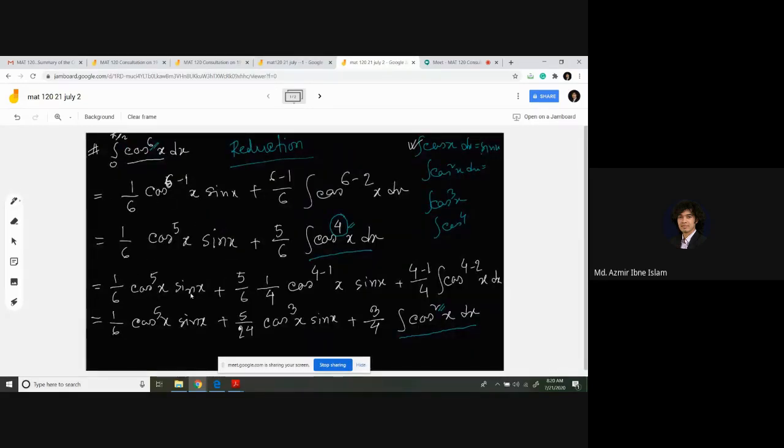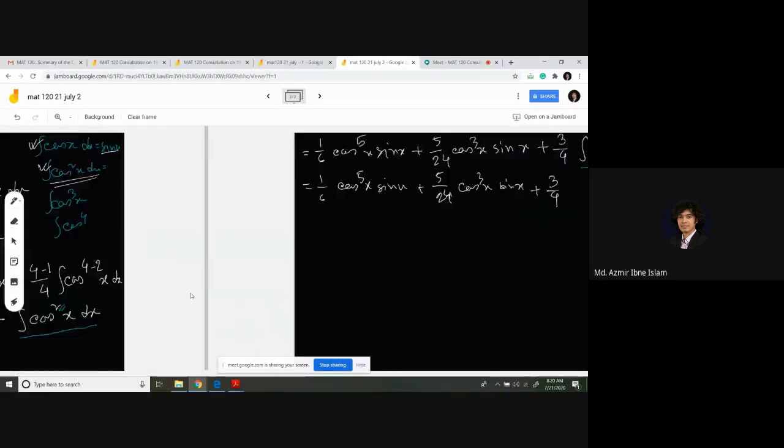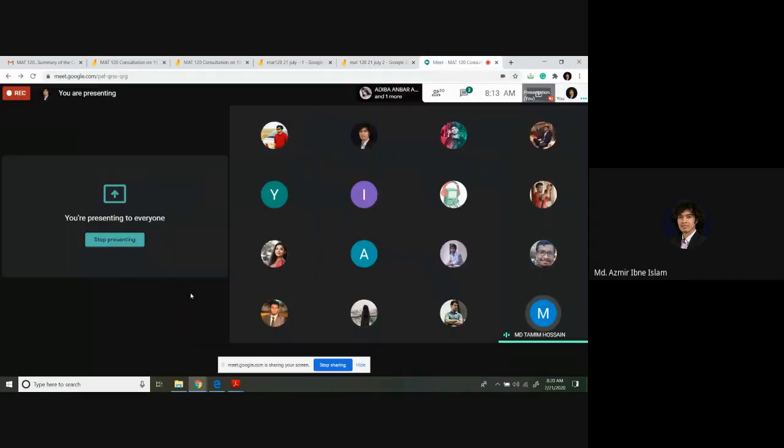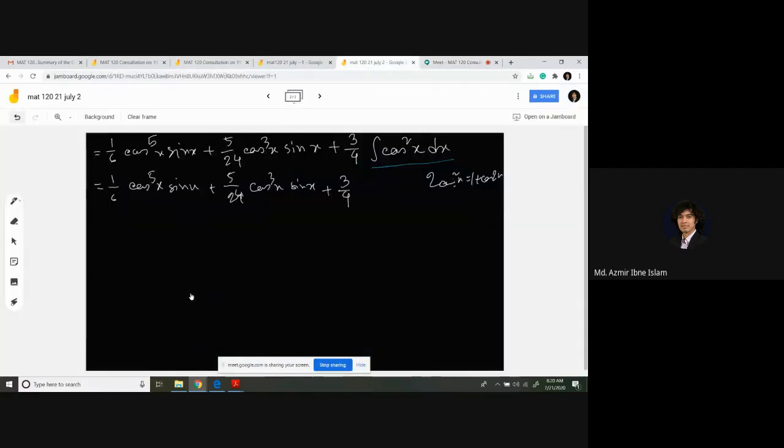We can apply the reduction formula also, or we can apply the trigonometric identity, because the integration of cos x we know is sin x. The integration of cos^2 x we also know, if we apply the technique, that 2 cos^2 x is equal to 1 + cos 2x. So things are up to you. Just tell me which formula we can apply here. Sir, reduction formula, sir. Okay, let's apply the reduction formula, but we can also apply the trigonometric identity for this one.